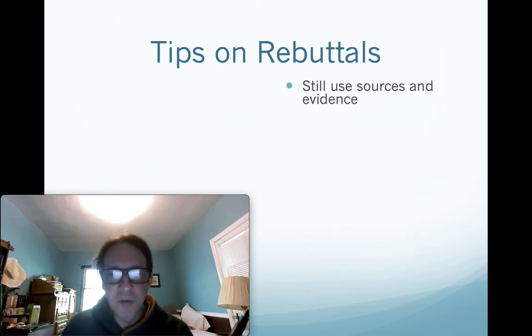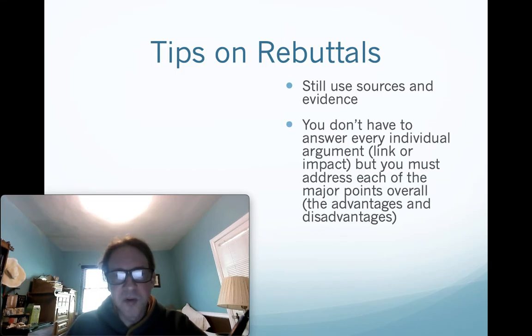Some tips on doing rebuttals. You still want to use sources and evidence, and if you notice in the debate grading rubric, there's still a requirement to use a couple of sources and evidence. You don't have to answer every individual argument, every single link or impact that they make in the constructive, but you must address each of the major points overall. That is, if they have an advantage or a disadvantage, you need to have a couple of responses to that advantage or disadvantage.